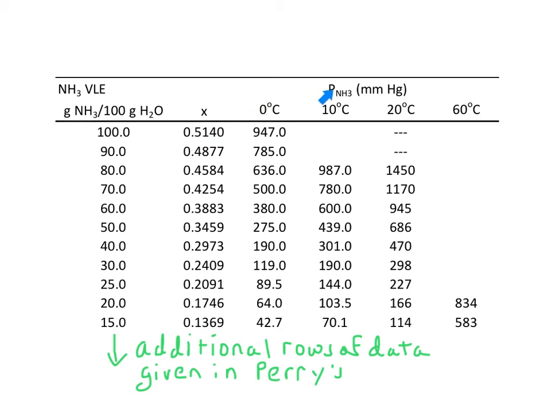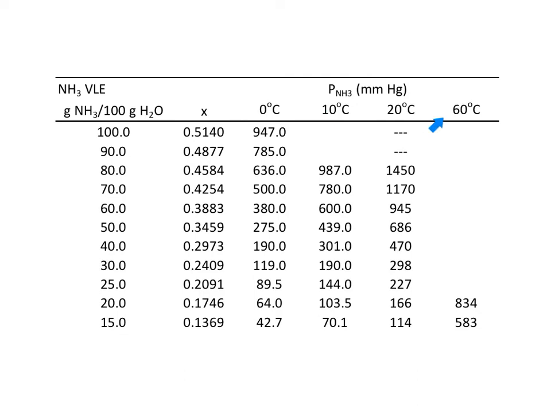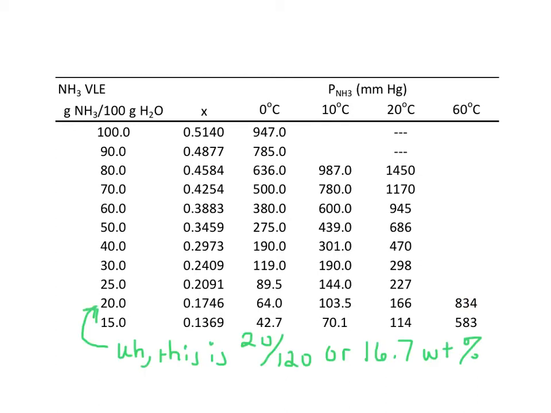And here is the partial pressure of the ammonia in millimeters of mercury for different temperatures. It starts off at 50% by weight for 0 degrees C, but it doesn't start off until 20% by weight for 60 degrees C, because the vapor pressure is so much higher at the higher temperature.